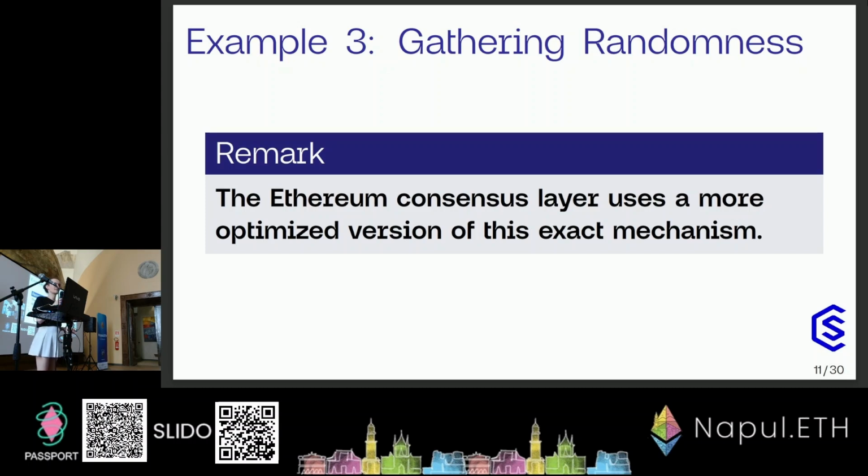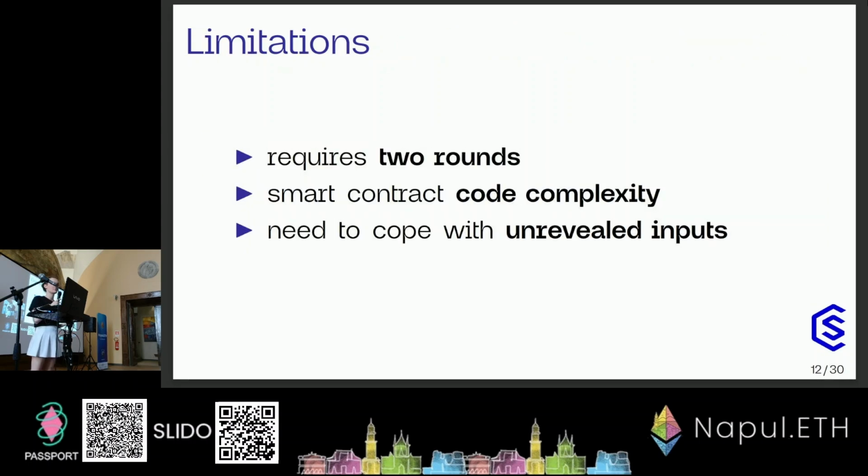Now, if we look at all these examples at the lab, we saw a bunch of limitations, namely the fact that you have to do 2 rounds. You have to commit and then reveal. This means that the smart contracts can get more complex because you have to track commitments and things like that. And especially, it's difficult for these kinds of protocols to deal with unrevealed inputs.